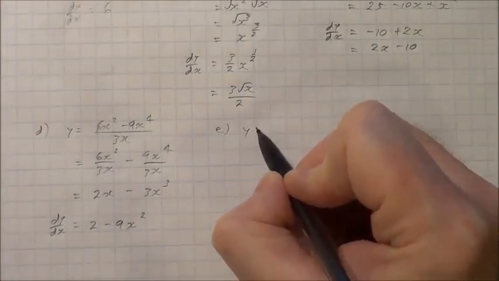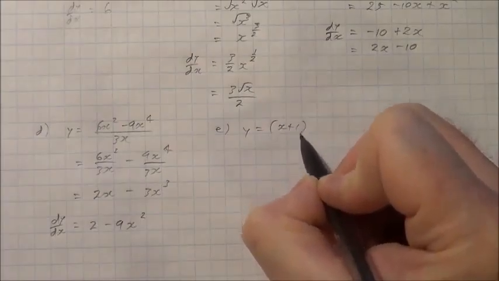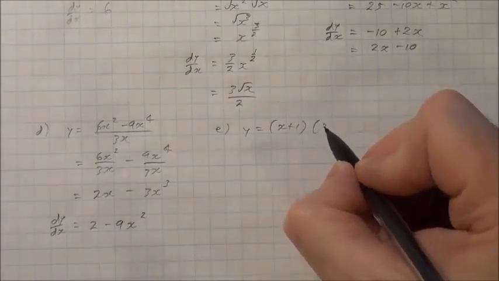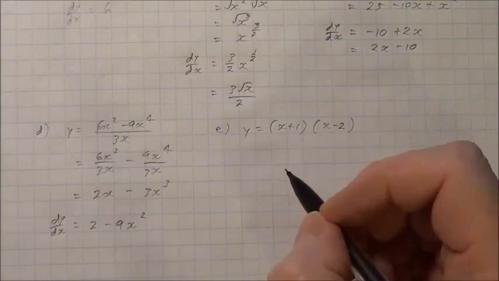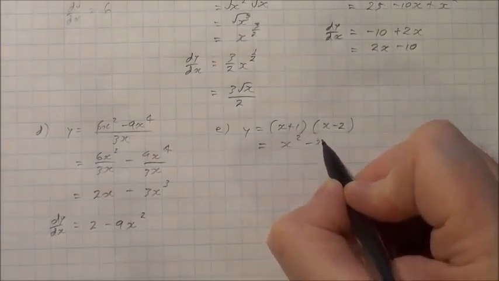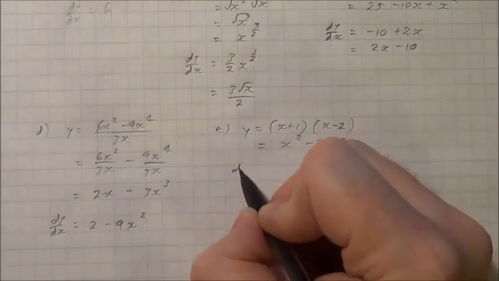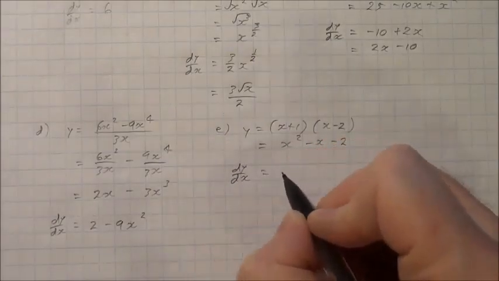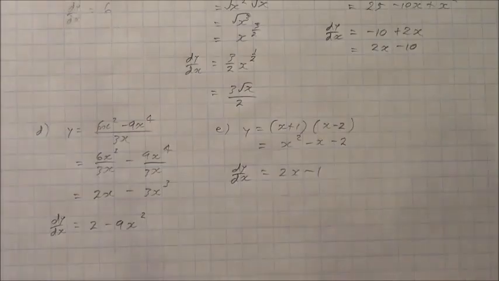Part E, y equals quantity x plus 1 times x minus 2, and when I expand this out I get x squared minus x minus 2, and finding the derivative I get 2x minus 1.